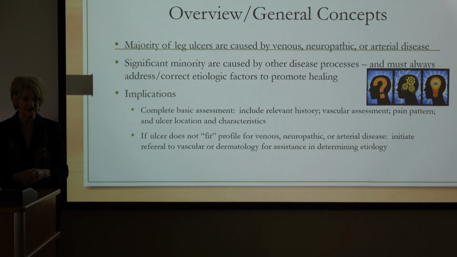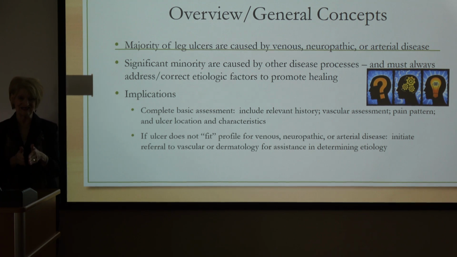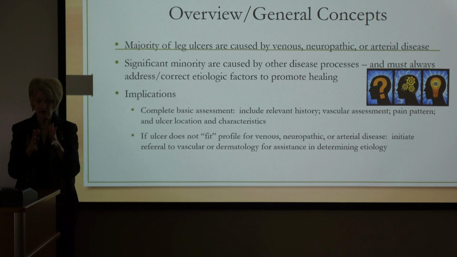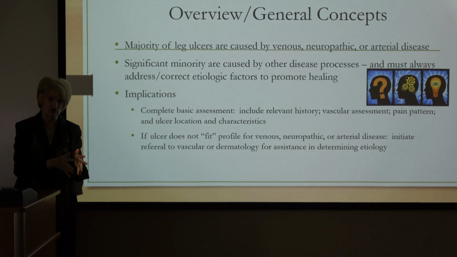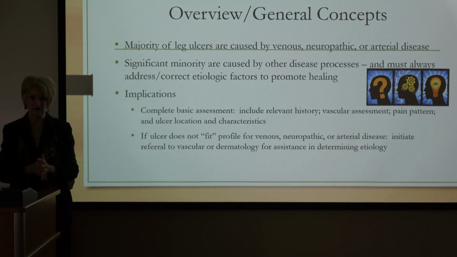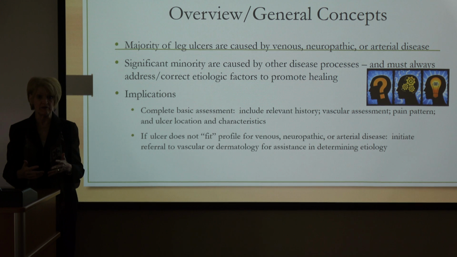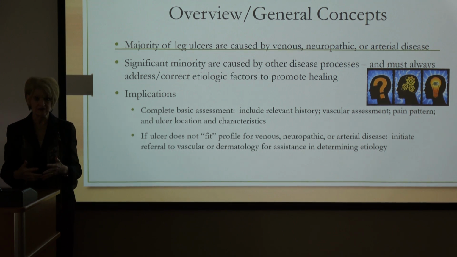We want to pay a lot of attention to the pain history. How severe is the pain? What makes the pain better? What makes the pain worse? And as we go through some of the atypical ulcers, you'll see that pain is a very common presenting factor, so we'll come back to that. And then we want to look at ulcer location and characteristics. Then basically what we're doing is looking to see, does our data create a match to arterial ulcers, to venous ulcers, to neuropathic ulcers?